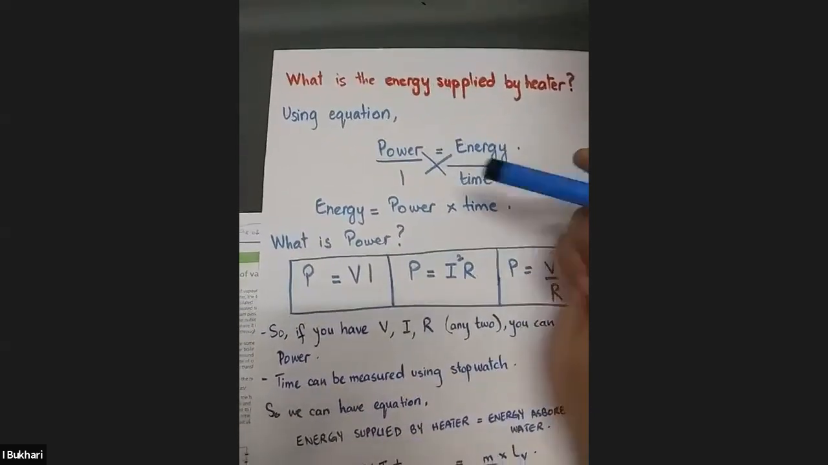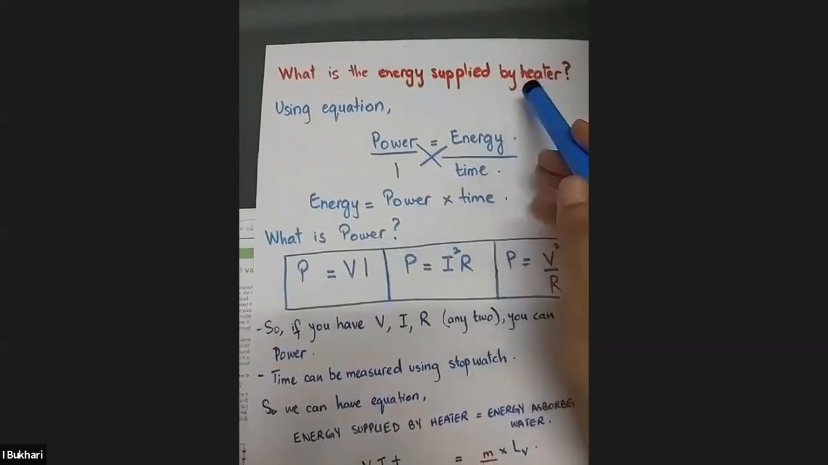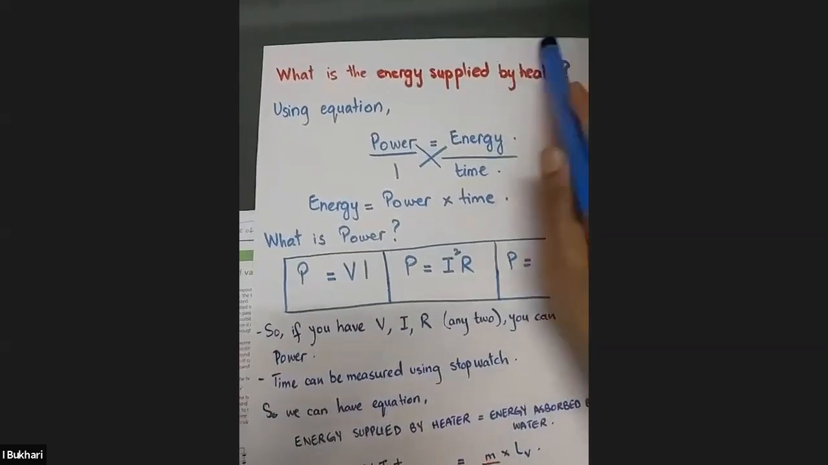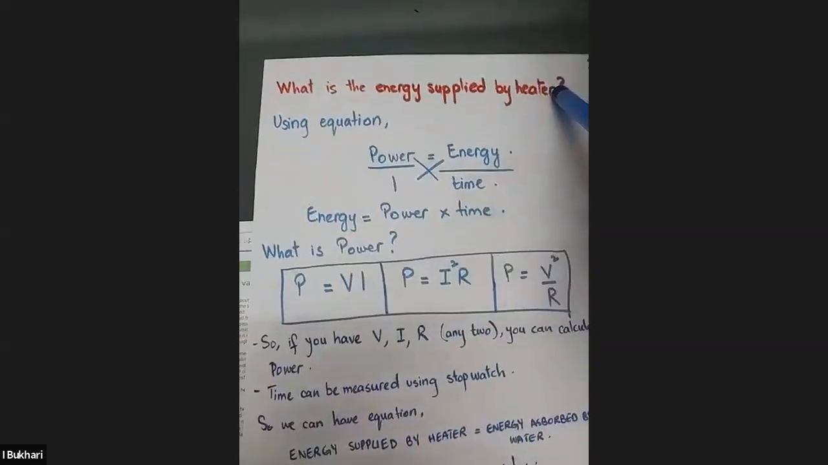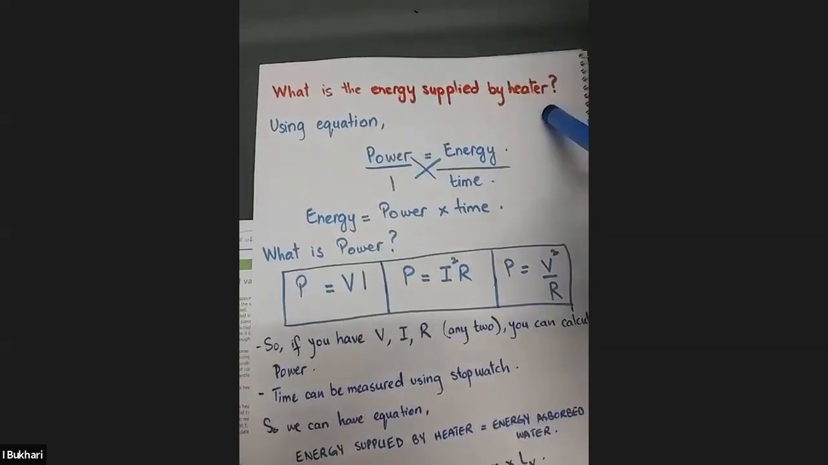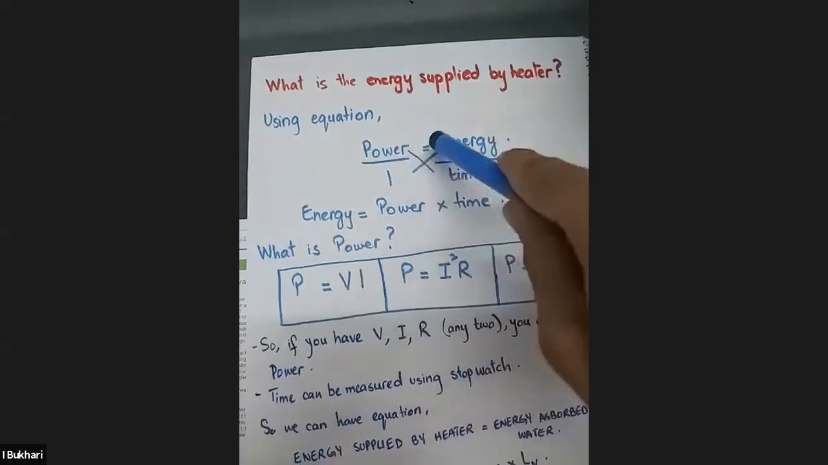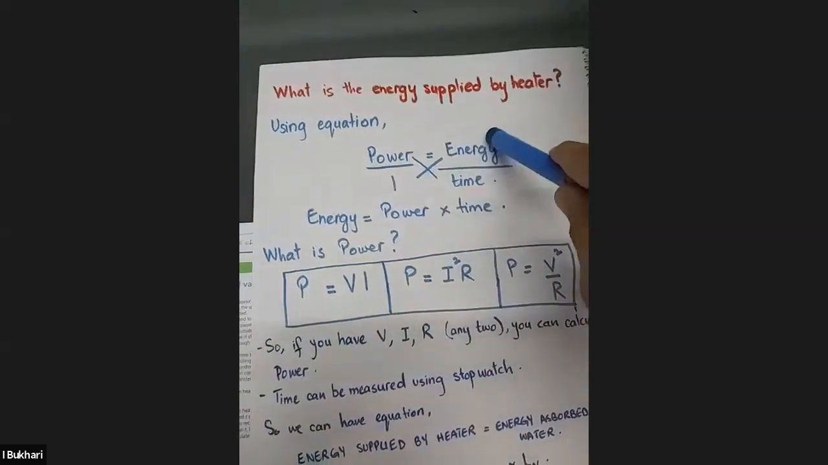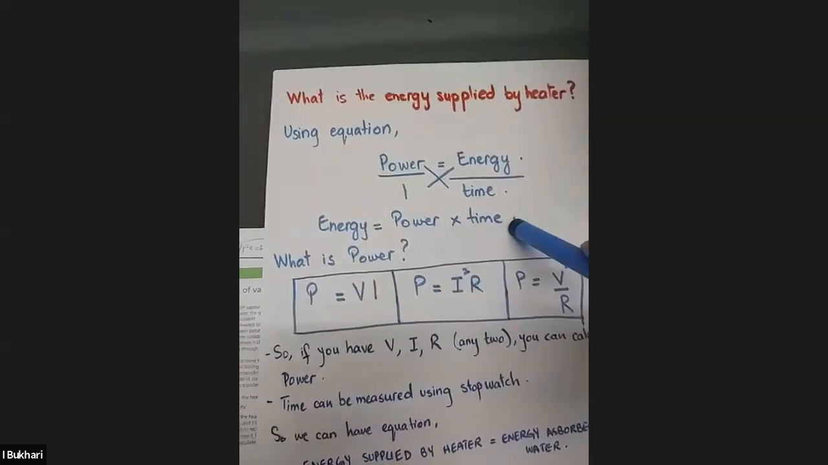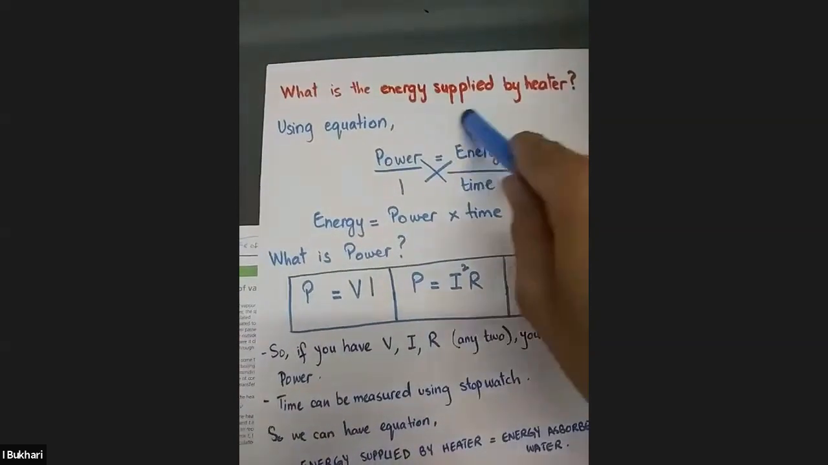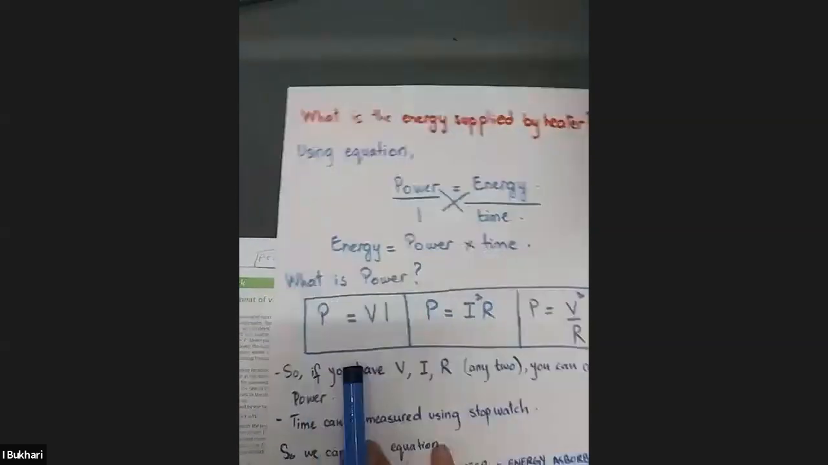Okay, what is the energy supplied by the heater? Now, heater is an electrical appliance, and when we're dealing with an electrical appliance, we can use the quantity power, right? So how do we calculate power? We divide energy by time, okay? And so we are interested in the energy supplied by the heater, right? Energy supplied by the heater.